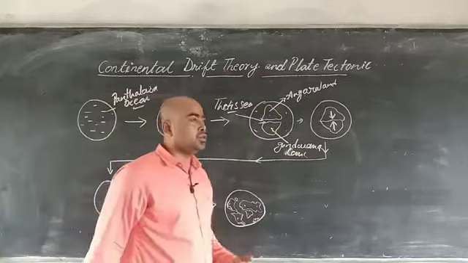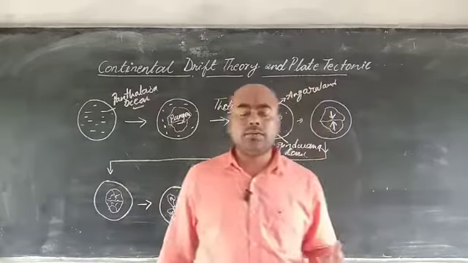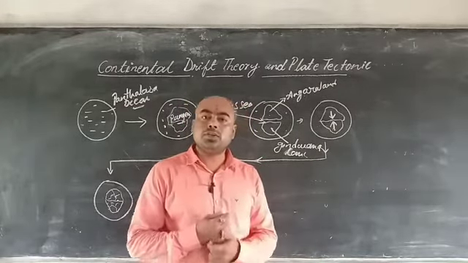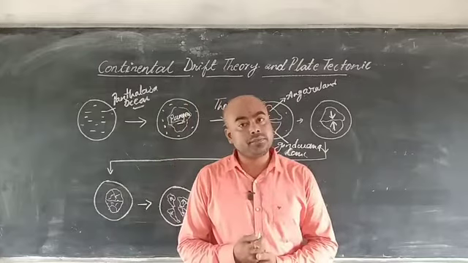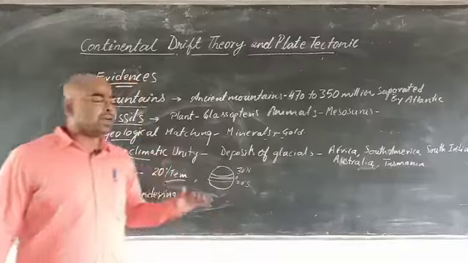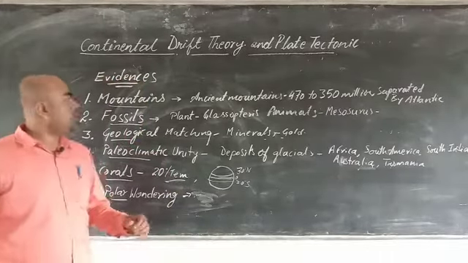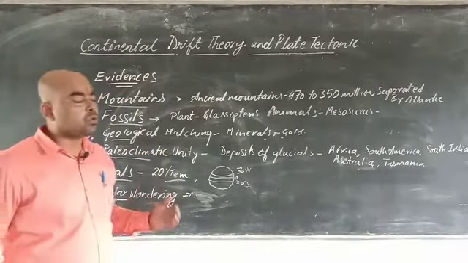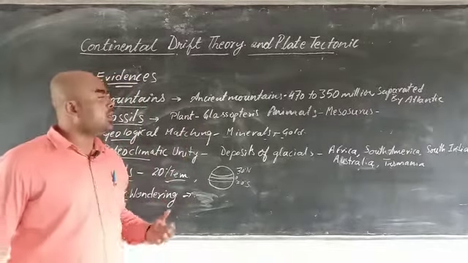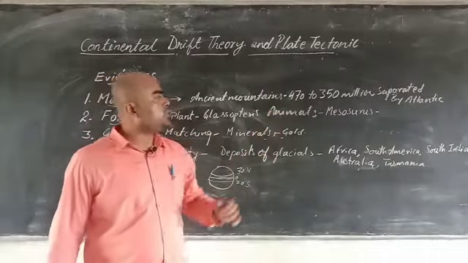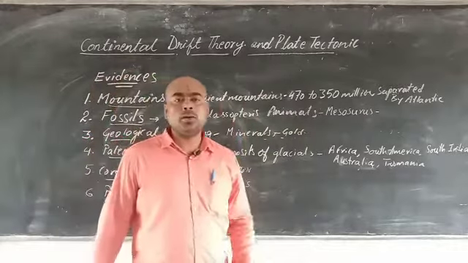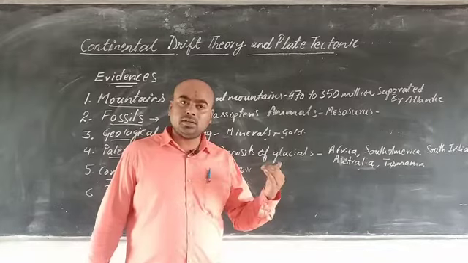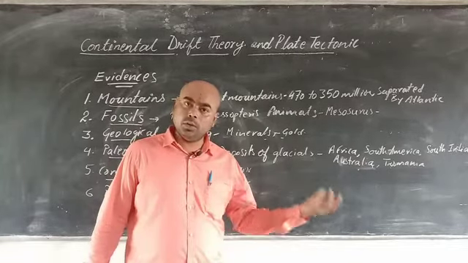Now we are moving on to the evidences. How can we say that this is the correct theory related to the formation of the earth, or the continental drift theory? Number one evidence is mountains. The old fold mountains were formed during the ancient eras, 470 million to 350 million years ago, because of geological evolution.